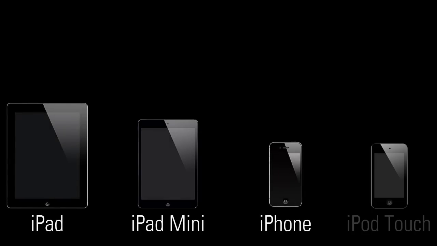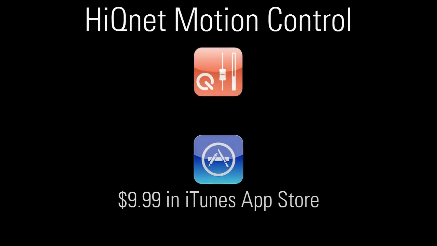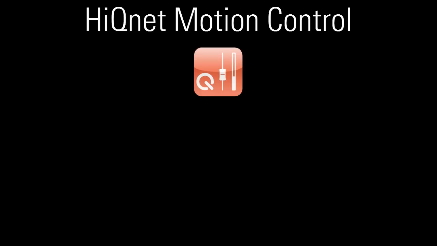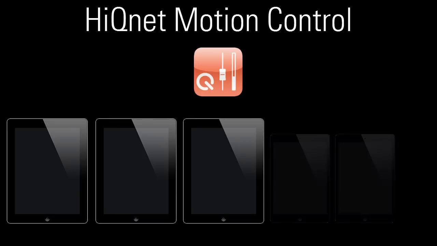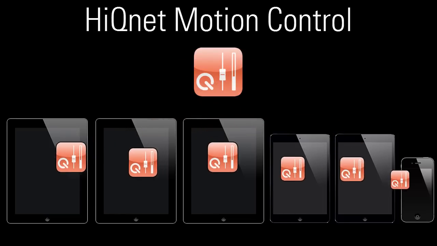Another controller option for Soundweb London is using iPads, iPad minis, iPhones, or iPod touches running the app HiQnet Motion Control. HiQnet Motion Control is available in iTunes for about $10. Now, this $10 fee is per Apple iTunes account, meaning if you have, for example, 3 iPads, 2 iPad minis, and 1 iPhone, all registered under the same account, you would just need to spend $10, not $60, and you could install the app onto all 6 devices.